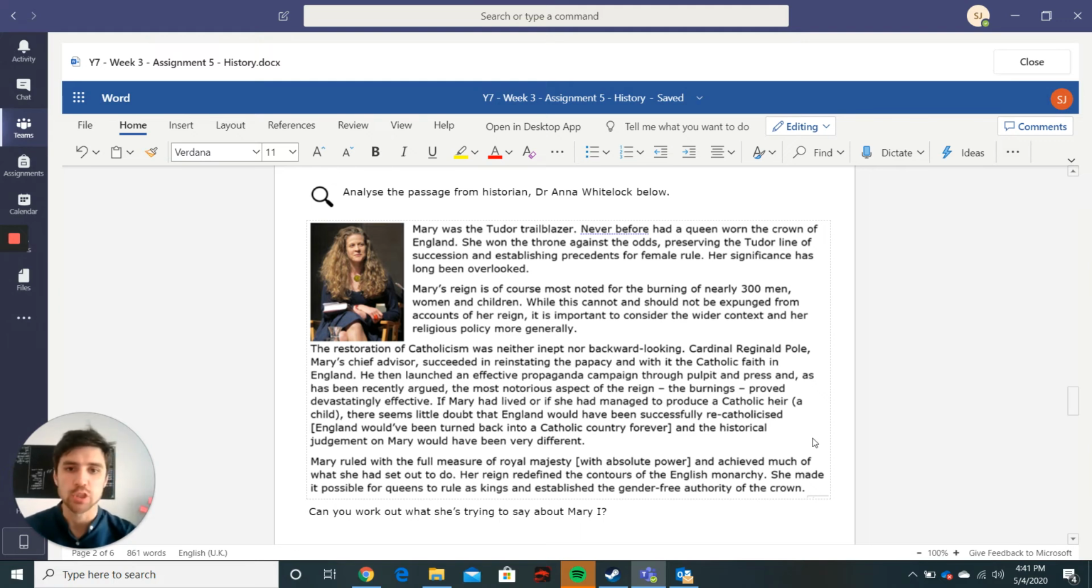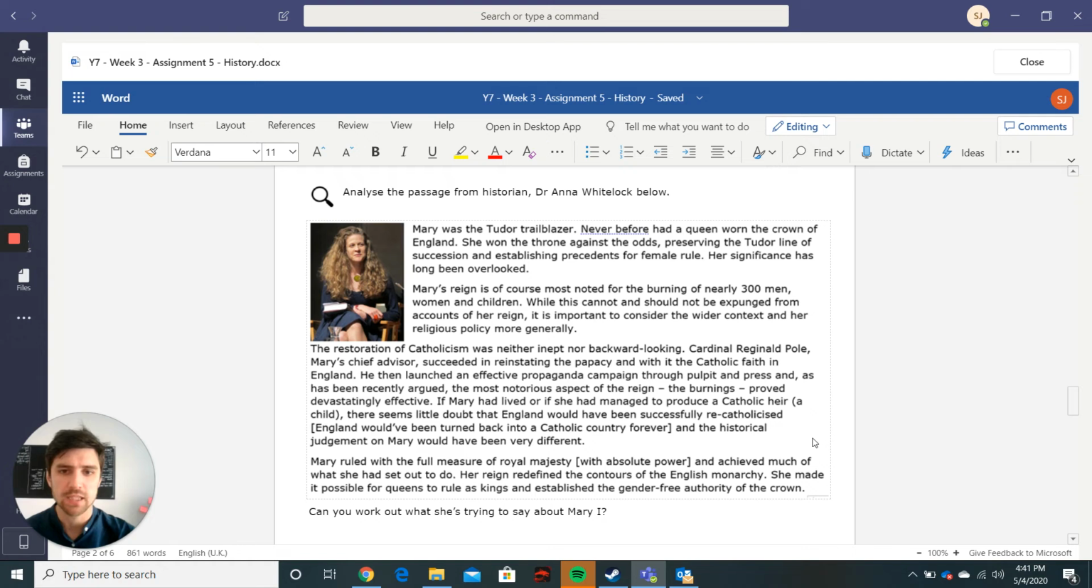Mary I was the Tudor trailblazer. She made it easier for future Tudor women. She was the first to do something. Never before had a queen worn the crown of England. She won the throne against the odds, preserving the Tudor line of succession, making sure there was another Tudor who was king or queen next, Elizabeth I, and establishing precedents for female rule, making it possible for a woman to rule England. Her significance has long been overlooked.